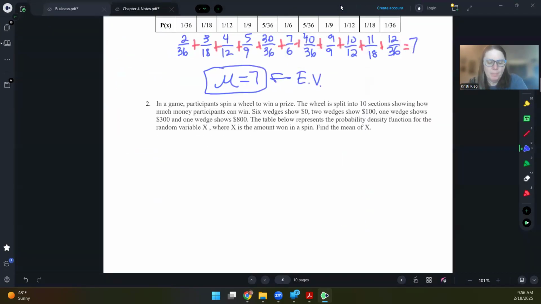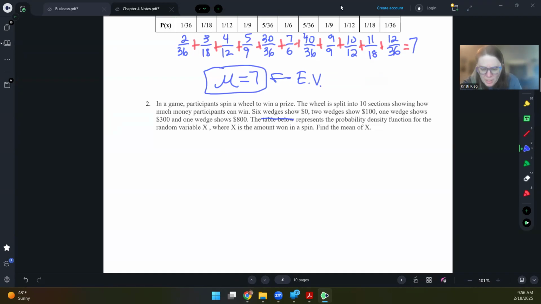Okay, in a game, participants spin a wheel to win a prize. The wheel is split into 10 sections, showing how much money each participant can win. 6 wedges show 0, 2 wedges show 100, 1 wedge shows 300, and 1 wedge shows 800. The table below, we don't have a table below, represents the probability density. Well, we got to make the table because I forgot to put it in.